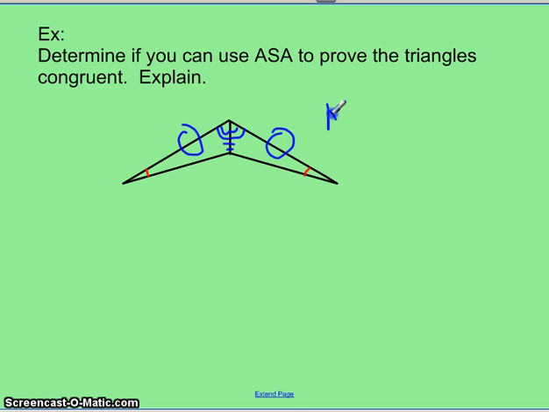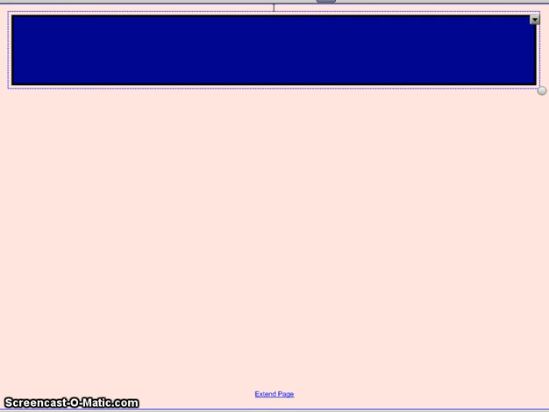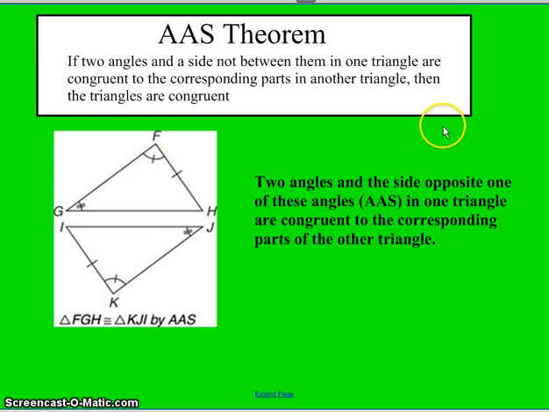So I'm going to say no, we don't have the included side. And that should be a good enough explanation for that. So let's move on. Regular geometry students, boom, right there, 4, 5, and 12.